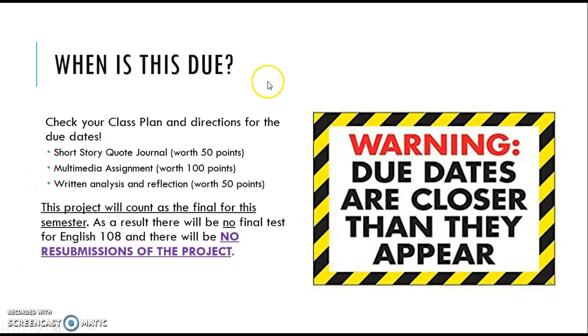So when is this project due? Make sure you check your class plan and directions for the due dates. Your short story quote journal again is worth 50 points. Your multimedia assignment is worth 100 points. Your written analysis and reflection is worth 50 points. And this project will count as the final for the semester. Again, as a result, there will be no final tests for English 108, and there will be no resubmissions of this project. One more time, there will be no resubmissions of this project.